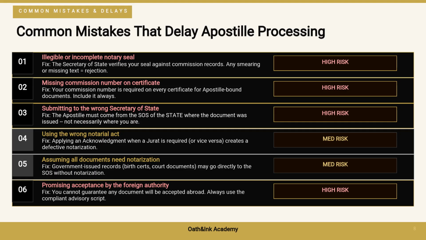What could happen if these mistakes are not caught? Delays costing clients weeks and additional fees. The 3 highest risk errors. An illegible seal. The Secretary of State compares it against their records. A missing commission number, required on every certificate for apostille-bound documents, and submitting to the wrong state. The apostille must come from the state where the document was issued. Mistake 6 carries direct legal risk. Never guarantee foreign acceptance. Always use the compliant advisory script with every client.